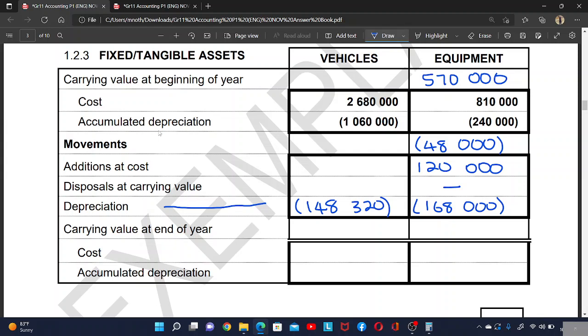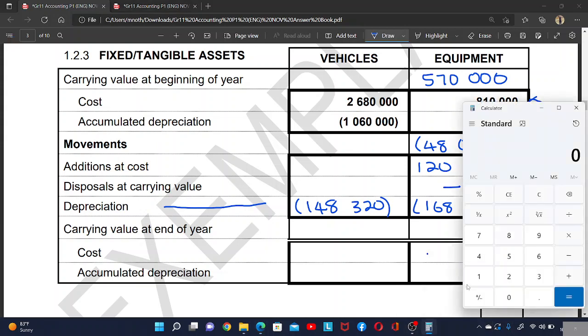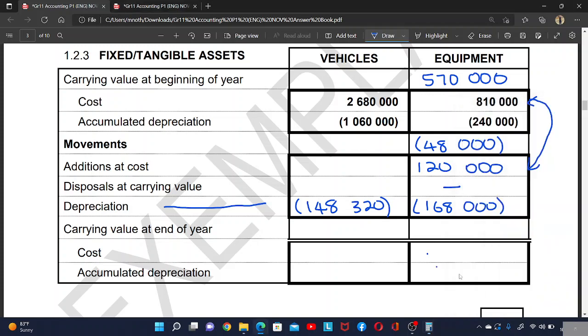Now, to get the cost of the equipment, we're going to say the cost at the beginning plus the additions. So meaning that you're going to say 810,000 plus 120,000 is equal to 980,000.